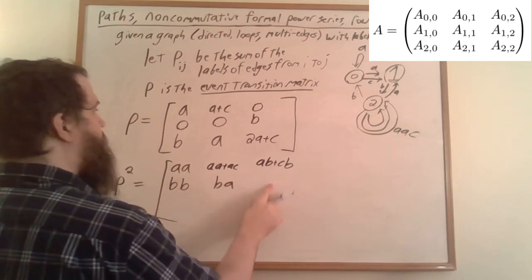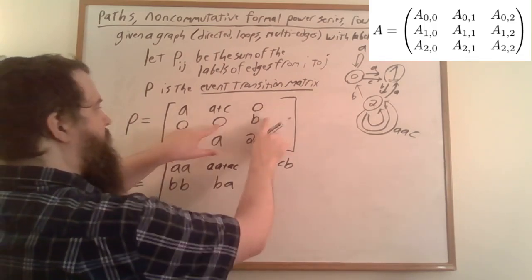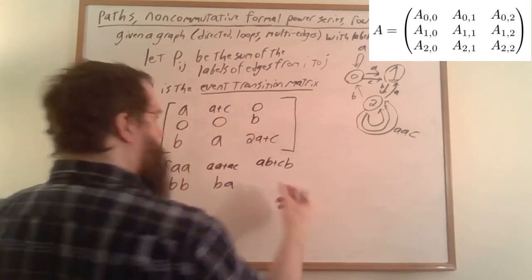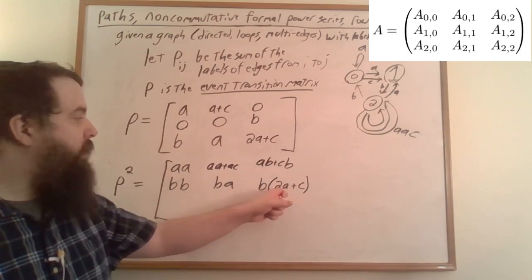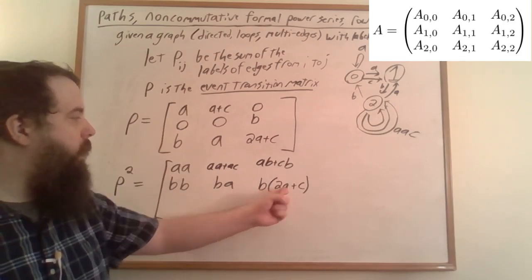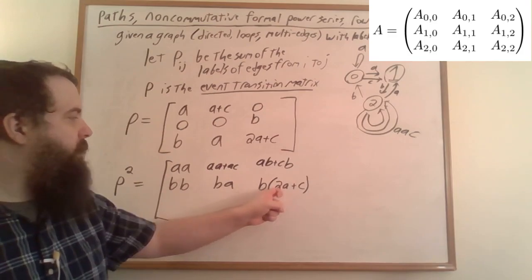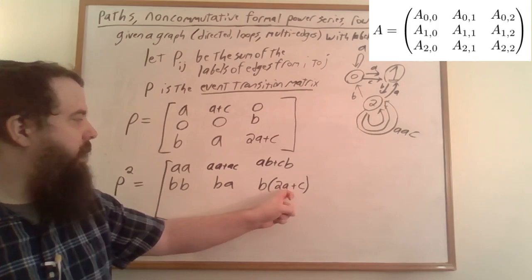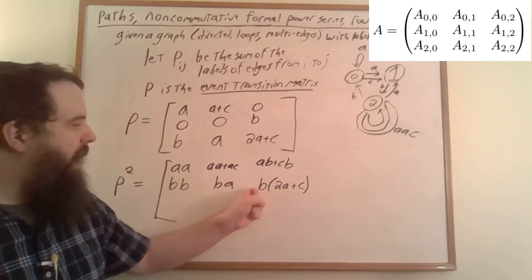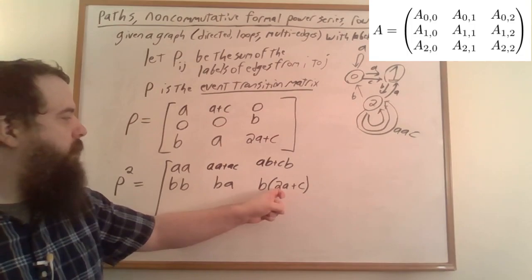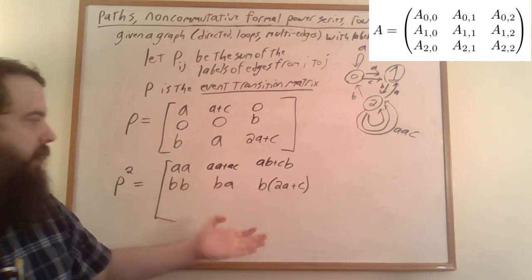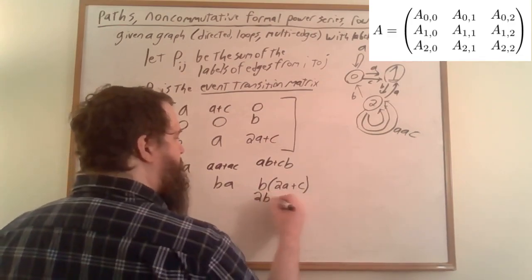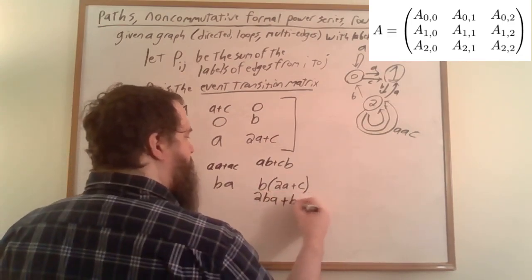This entry of the matrix here, I'd like to be 0 times 0 plus 0 times B plus B times 2A plus C. And I am going to want these variables to commute with ordinary numbers. So b times 2 times a should just be equal to 2 times b times a. As long as the variables stay in the right order, we can move numbers out to the front of products. And so this is going to distribute out to 2 times b times a plus b times c.